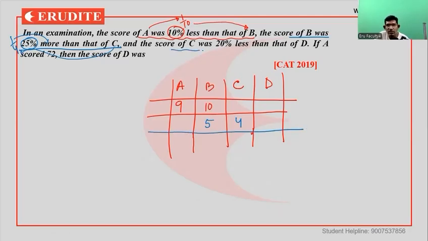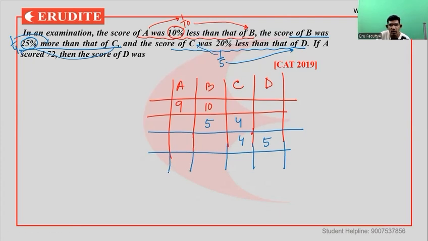Next, the score of C was 20% less than D. 20% means 1/5. So let's assume D equal to 5. So C will be 1 less than D, which is C equal to 4. So this way I can write the corresponding ratios in the simplest manner. Now it says if A equal to 72, what is D?